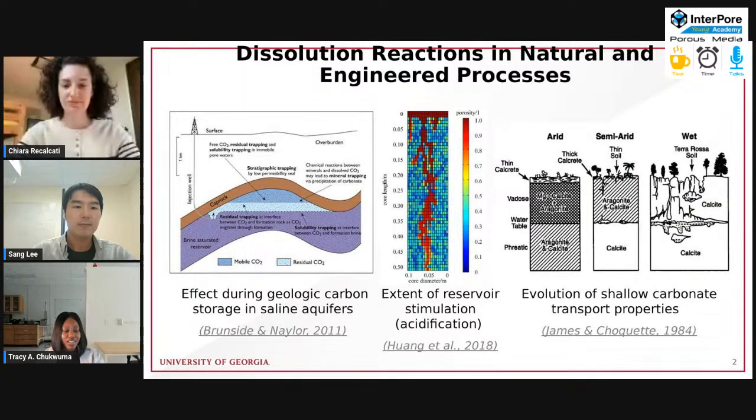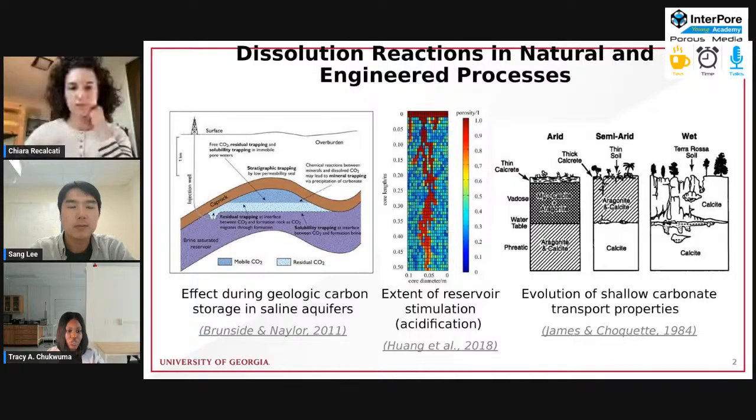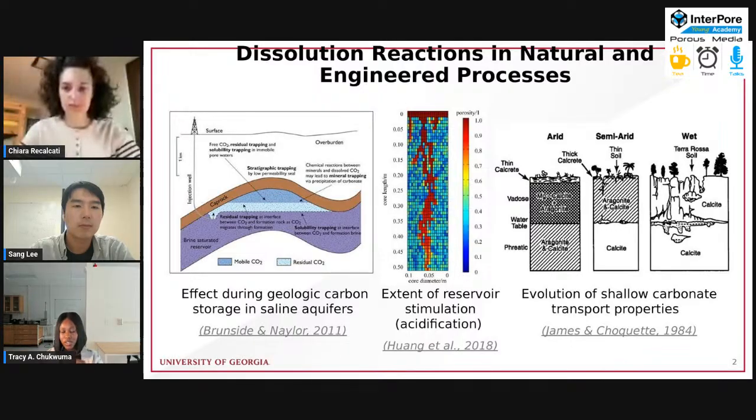As an introduction, I would say dissolution reactions, most of us are conversant with them. They are very common in natural environments and also important in engineered processes. One such engineered process would be geologic carbon storage in saline aquifers, where usually when CO2 is injected into brine-saturated formations, this CO2, first of all, undergoes aqueous dissolution reactions with the in-situ brine. And then you have acidification of this brine when H2CO3 is created. And then that also propagates mineral reactions between the host rock and the acidified brine.